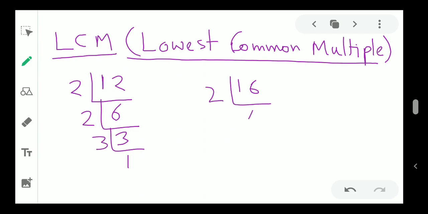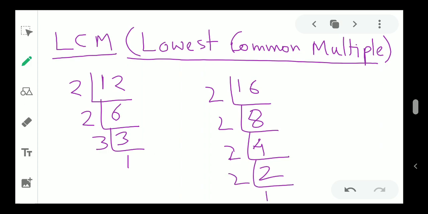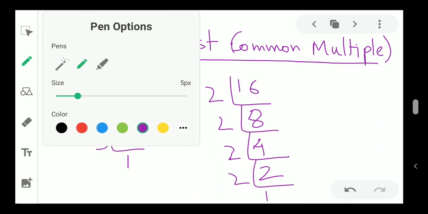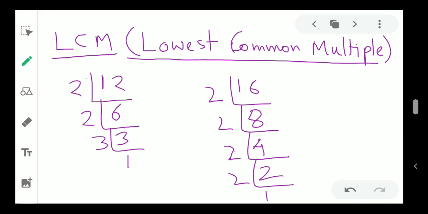Then for 16: 2 into 8, 2 into 4, 2 into 2, and 2 into 1. So now let's see what the common things are. You can see that this 2 and this 2 are common, this 2 and this 2 are common, but this 3 is not common. Okay, so only this much is common.